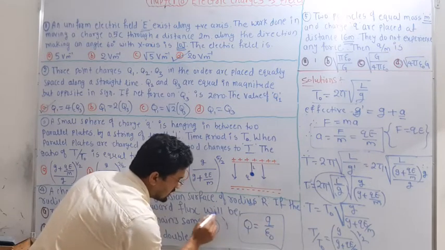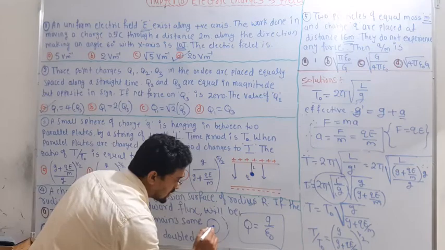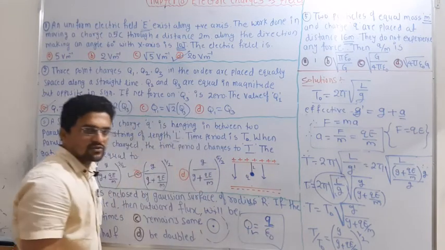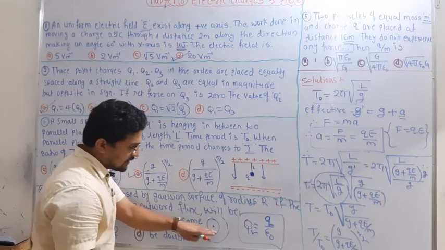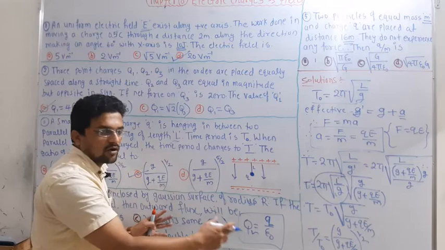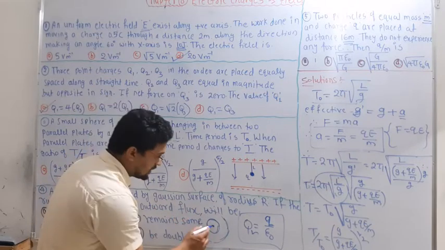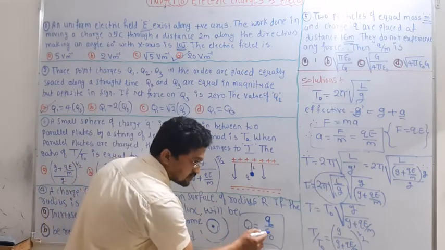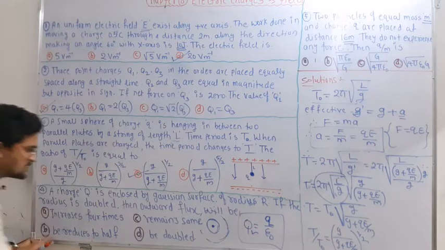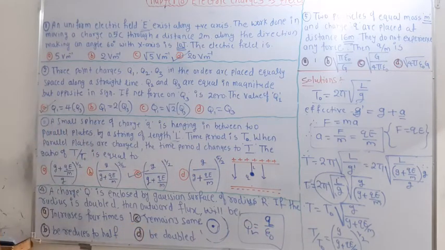If I double the radius, the charge will be the same, and unless the charge changes, the electric flux is also the same. That means the electric flux through an enclosed Gaussian surface does not depend on the area or how big the surface is. It only depends on the charge, not the surface area or radius. Hence it will remain the same. Option C is correct.